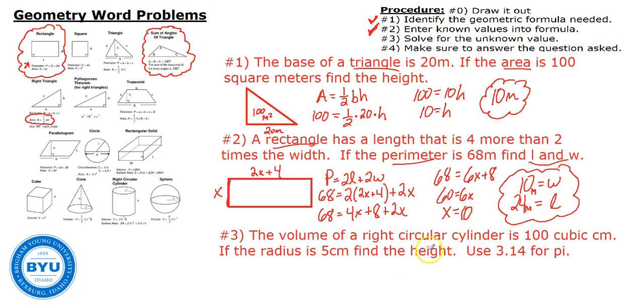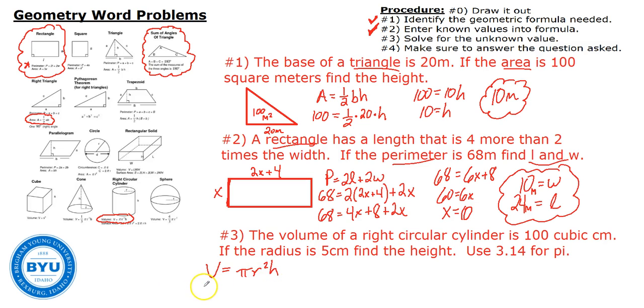The volume of a right circular cylinder. Ooh, I don't know that. Good thing we've got the formula here. You might have to look it up if it's too small in the formula paper here. It's V equals pi r squared h. I'm not going to draw it out because it's 3D and it's hard to draw in 3D. So in this one, I'm going to skip step 0 and go right to the formula.